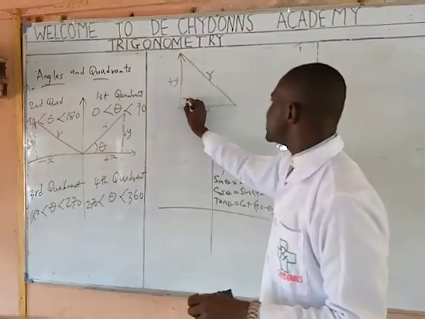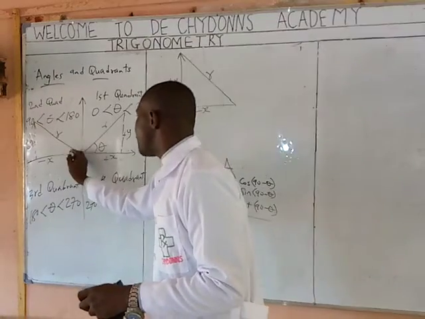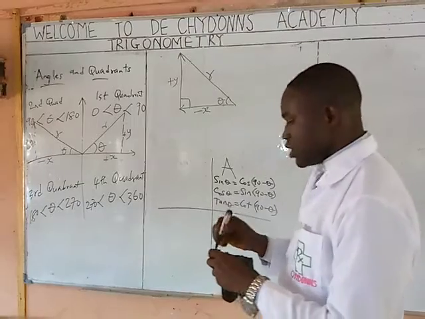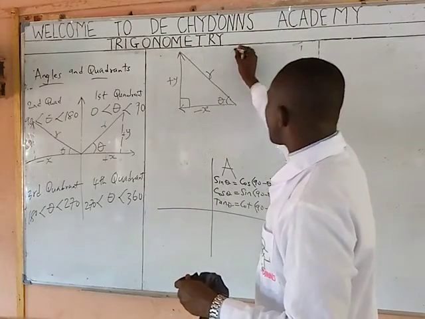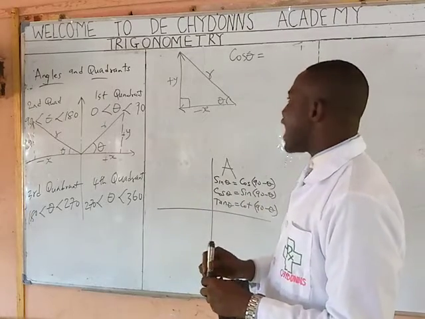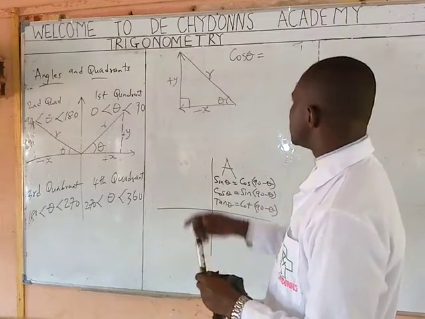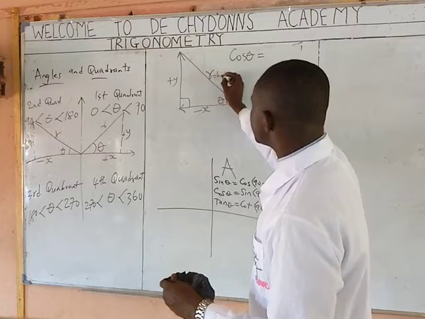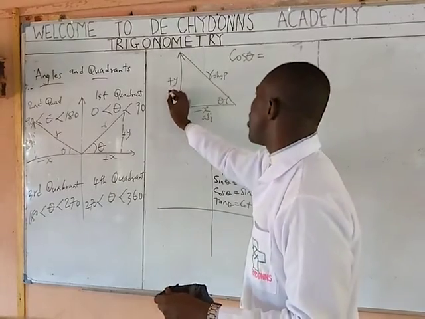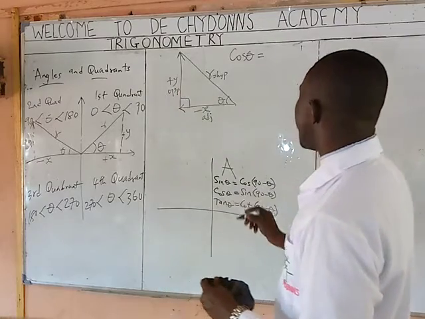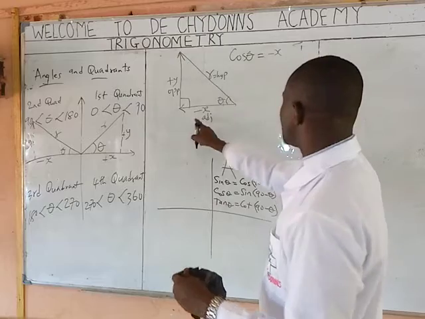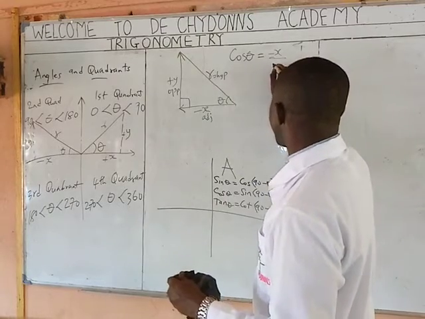Then here is 90 degrees. Then your theta will be formed here. Theta will be here. Then we now say for cos theta, cos is from CAH, adjacent over hypotenuse. Here is our hypotenuse, here is our adjacent, and here is our opposite. Then we say cos means minus x, which is this, all over r.